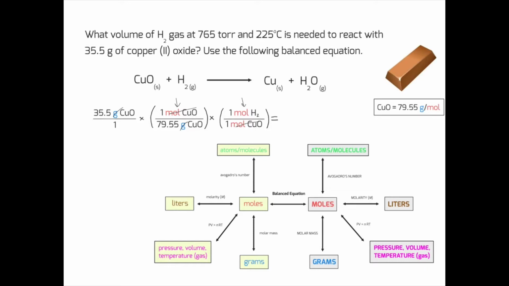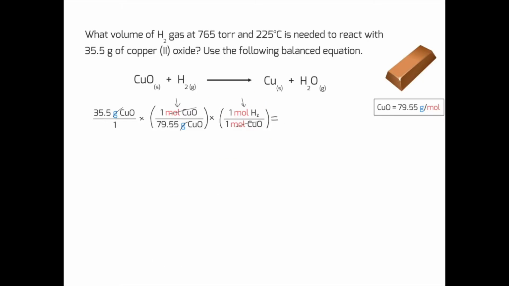And since we're going to be using a different equation on our last step, we can go ahead and do our calculation here and solve for moles of H2. So we multiply 35.5 times 1, and then divide by 79.55. What we get is 0.446 moles of H2.